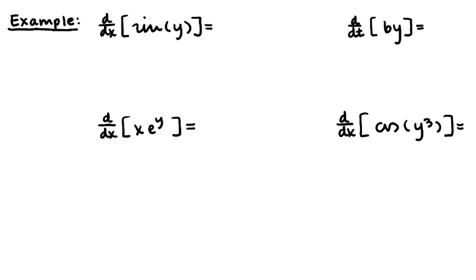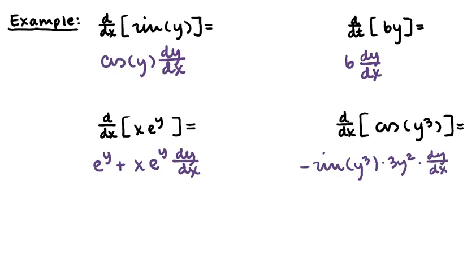Is that 6y? Yes, that is 6y. Okay, there they are. And, okay, the first one. I take the derivative of the outside. So I take the derivative of sine of a thing, and that's cosine of the same thing. Leave the inside the same. Then multiply by the derivative of the inside, which was dy dx.